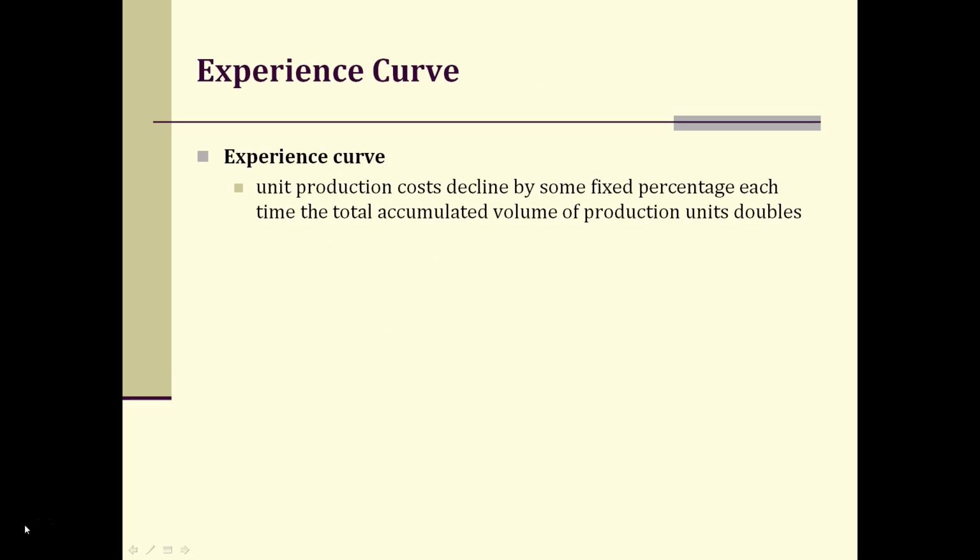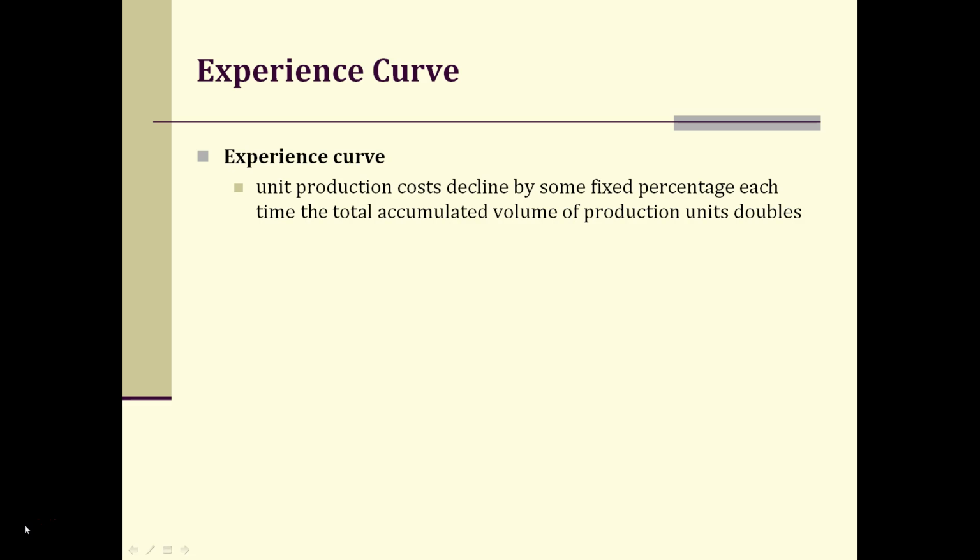The experience curve. The experience curve suggests that unit production costs decline by some fixed percentage, commonly 20 to 30%, each time the total accumulated volume of production in units doubles.